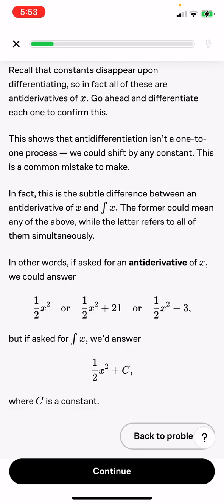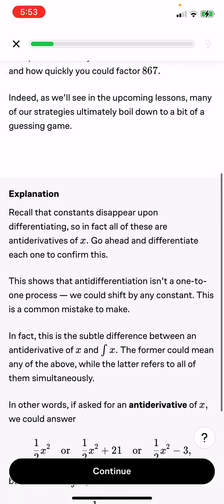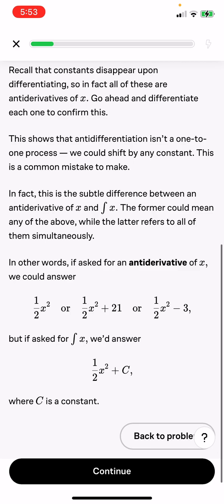The constant, when you're solving for a lot of those, is not that important, especially for definite integrals, because in the end you just end up deleting them. Just getting rid of them.